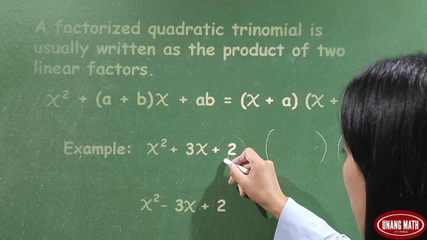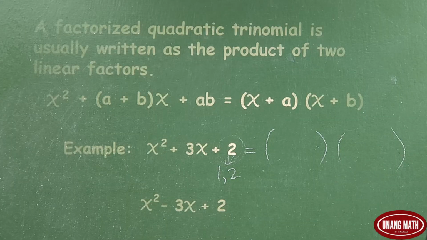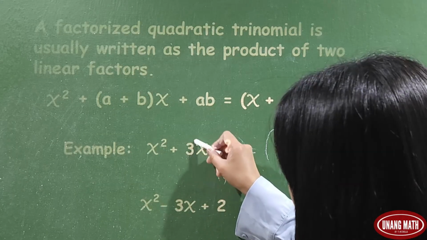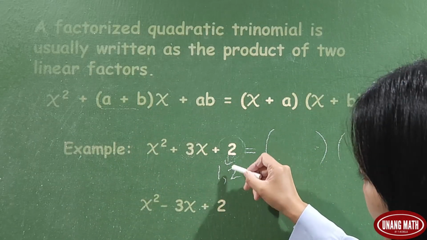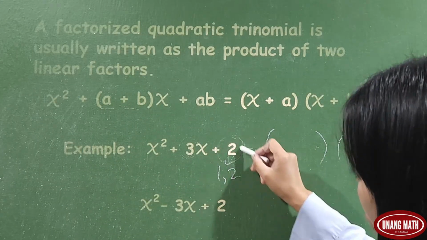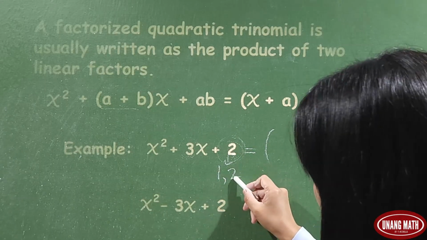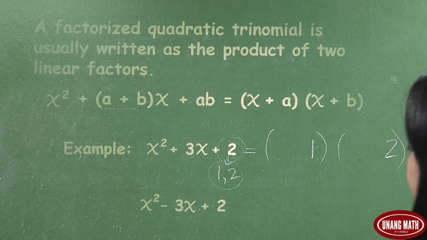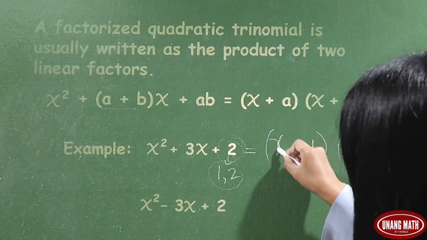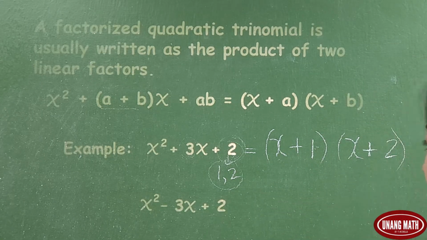So what are the factors of 2? We have 1 and 2. Okay, what about this middle number here? This is the sum of these factors of 2. So the sum would be 1 plus 2. So it means this is 1 and this is 2. So the factors then would be (x plus 1) times (x plus 2).